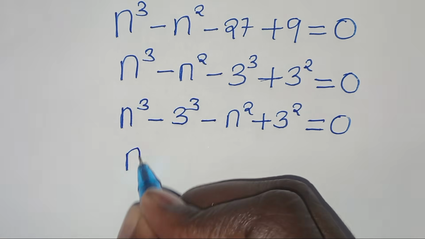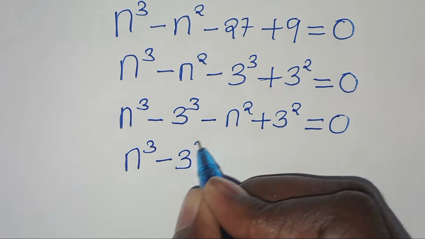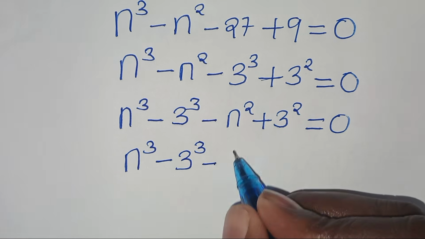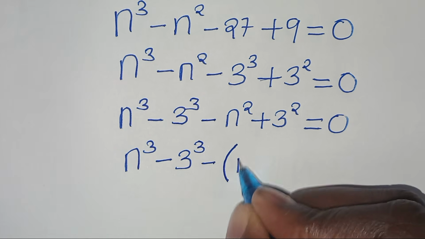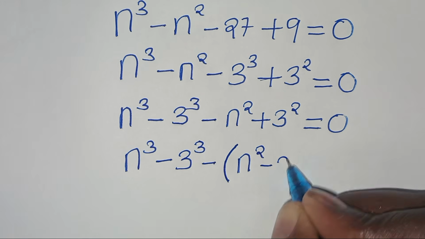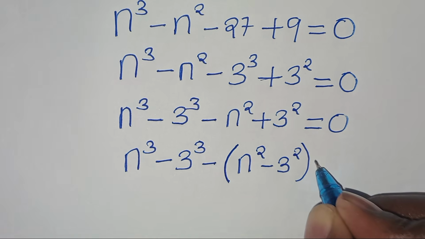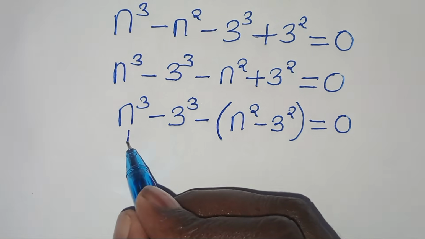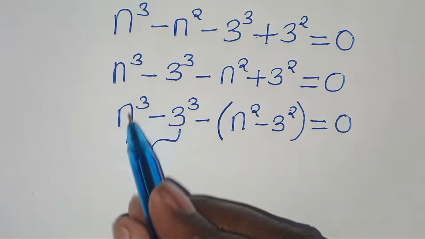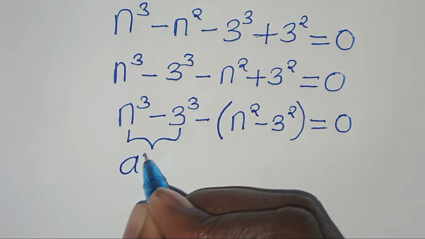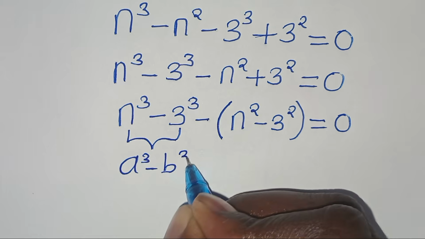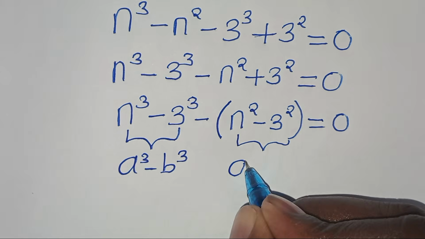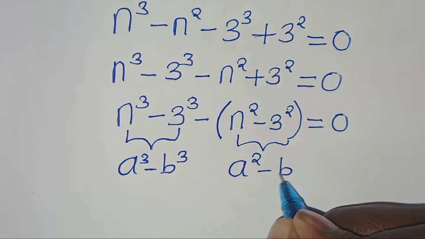So again, we have n to the power of 3 minus 3 to the power of 3, subtract, we can express n to the power of 2 plus 3 to the power of 2, this is the same thing as minus into the parenthesis, n to the power of 2 subtract 3 to the power of 2, close the parenthesis. This is equal to 0. So we have got two parts here. This is the difference of two cubes expressed as a to the power of 3 minus b to the power of 3. And this particular part here is the difference of two perfect squares expressed as a to the power of 2 minus b to the power of 2.